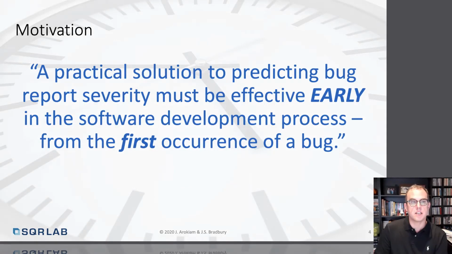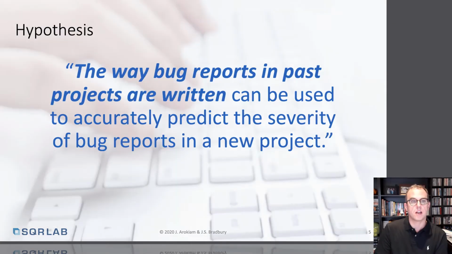This training limitation was the main motivator for this research, as we believe that in order for automatic bug report triaging to be effective in practice, it must be useful early in the development process, ideally from the first occurrence of a bug. Building on our motivation, we hypothesized that bug reports from an organization's past projects could be the key. More specifically, the way past project bug reports are written could be leveraged to accurately predict bug severity in a new project.